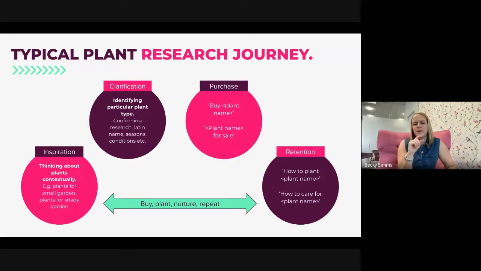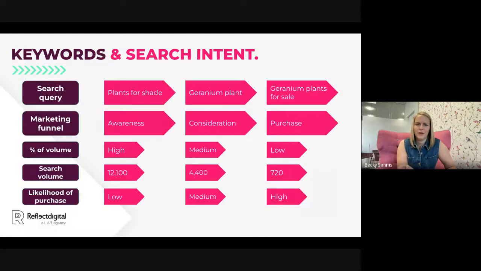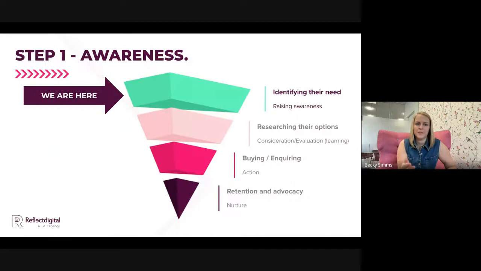But this kind of thing is what you should be doing for your business, is thinking about that research journey. And then we can start to layer in what they're looking for. So as an example, we've got here across the funnel where people might start with plants for shade. They then might find that a geranium plant is good for shade. There you go. You definitely learned something new today, if nothing else. And geranium plants for sale. You see as you go down, the likelihood of converting is going up, but actually our search volume is starting to drop down. And that's okay, because we know that we're getting more specific.